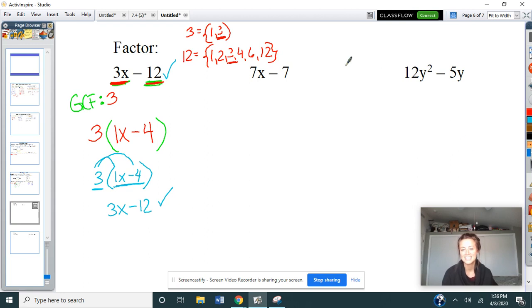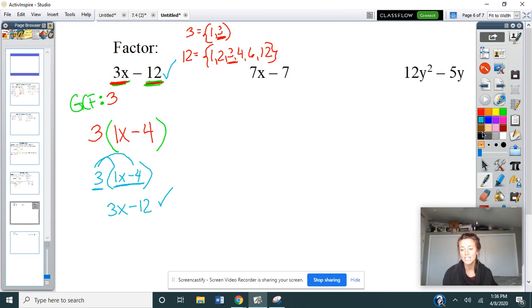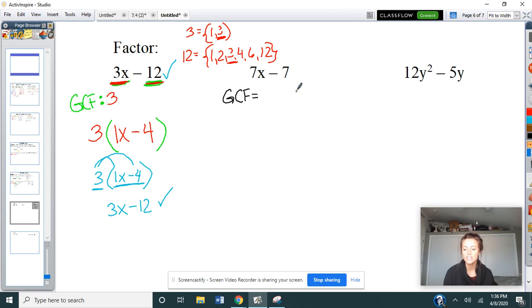All right, this one, 7x minus 7. Now we're factoring. We're turning it into a multiplication problem. So we've got to figure out what the GCF is here. Now this one might either really confuse you or you might be like, oh, I know what they have in common. Just by looking at it, what does 7x have in common with 7? They both have 7. So we know our GCF is 7.